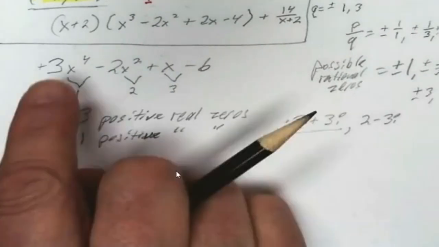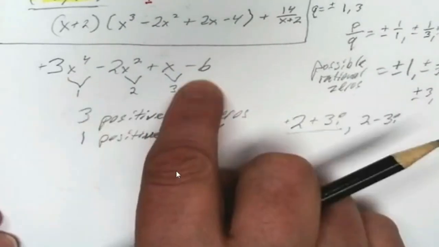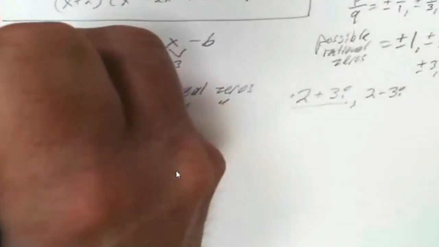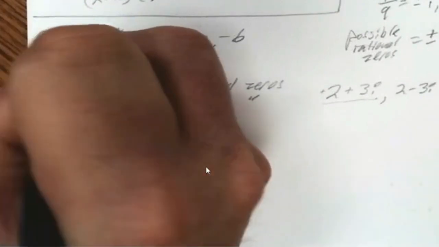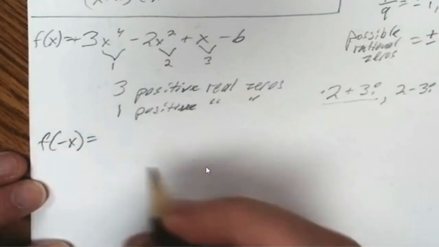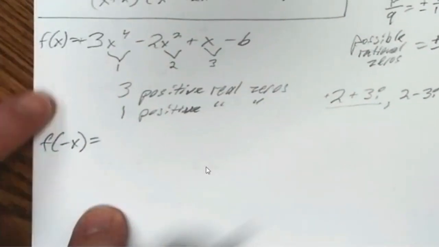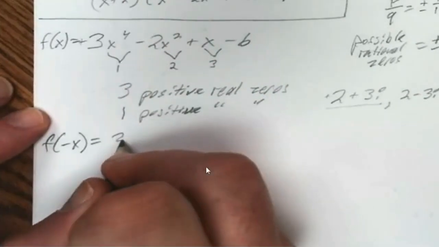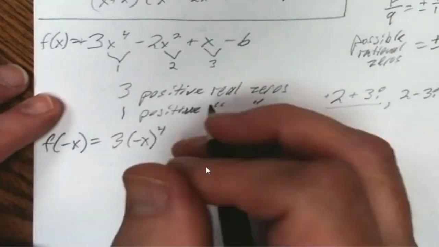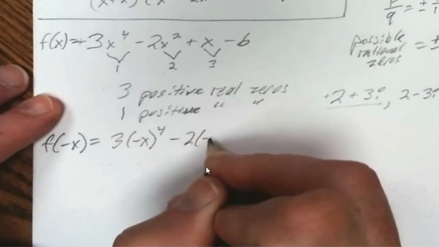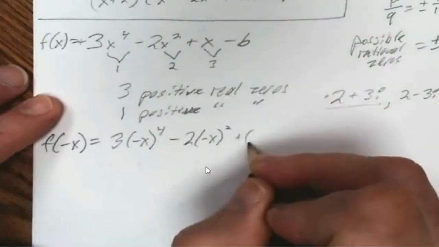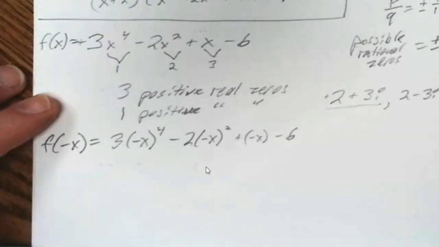All right. Now, Descartes also says we can figure out how many negative real zeros there are by taking this equation. This is f of x. If we look at f of negative x, well, that just means we go in for every x and we substitute the negative variety of that. So 3 negative x to the fourth power minus 2 negative x squared plus negative x minus 6.